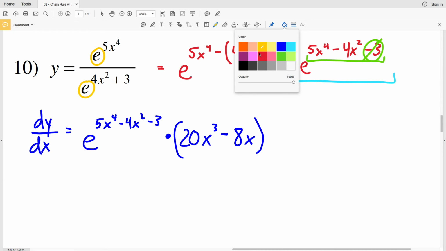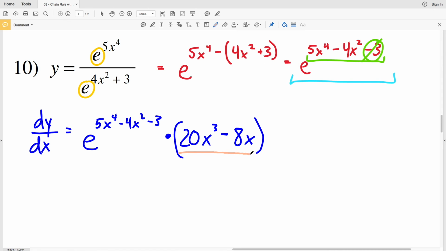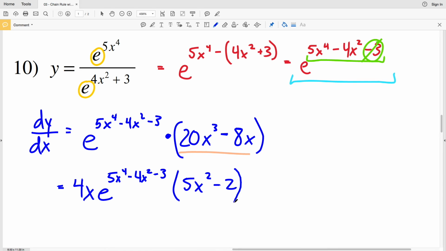Now, you can see that I'll be able to pull out a common factor from 20x cubed and 8x, because both are divisible by x and both are divisible by 4. So if I pull out 4x, I'll have 4x times e to the 5x to the 4th minus 4x squared minus 3. And that quantity times, well, remember I pulled out a 4x from 20x cubed and 8x, so 20x cubed divided by 4x is 5x squared, and 8x divided by 4x is 2.